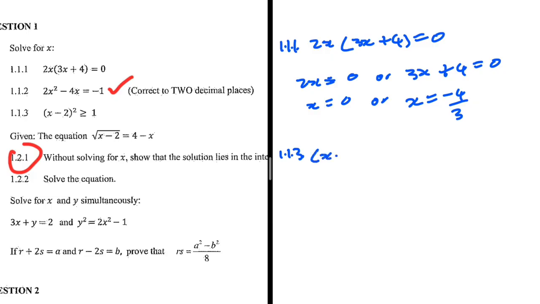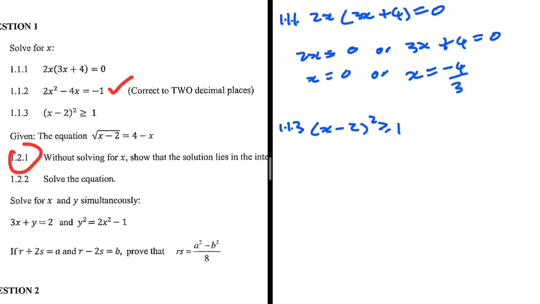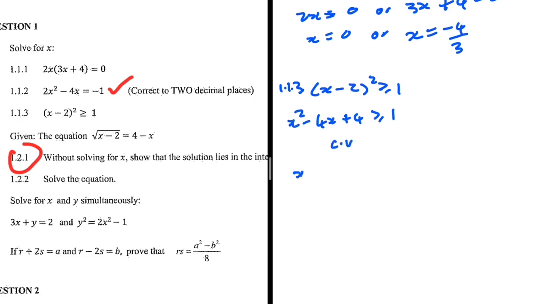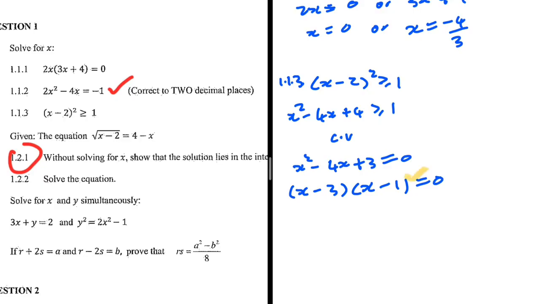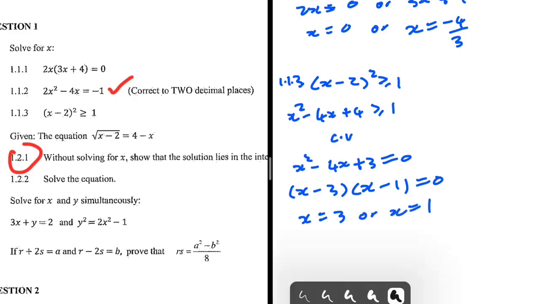We have x minus 2 everything squared being greater or equal to 1. Let's expand x minus 2 everything to the power 2. We get x squared minus 4x plus 4 greater or equal to 1. And our critical values, x squared minus 4x plus 3 is equal to 0. In factorizing this, we're going to get x minus 3 multiplied by x minus 1. This is equal to 0. When you multiply out, you go back to x squared minus 4x plus 3. So x is equal to 3 or x is equal to 1. Those are our critical values.